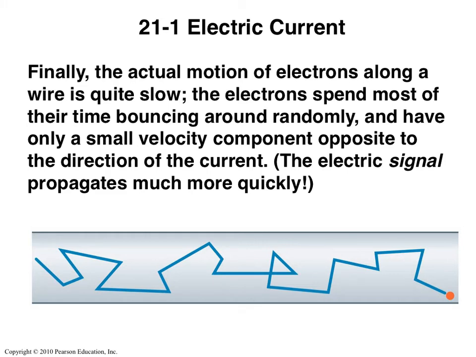So the actual motion of electrons is quite slow. The electrons spend most of the time bouncing around randomly and only have a very small velocity component opposite the direction of the current. So if we look at an electron, it's actually moving in this pattern, so it's kind of moving crazy all around. And the electrical signal is the one that propagates much more quickly.